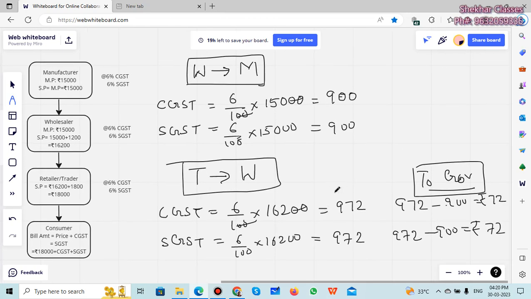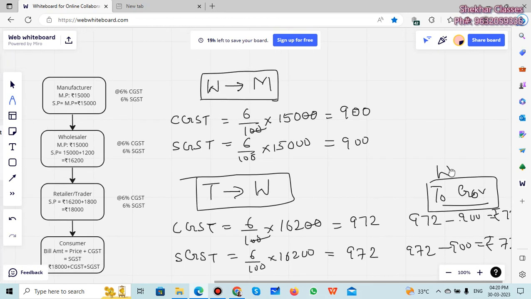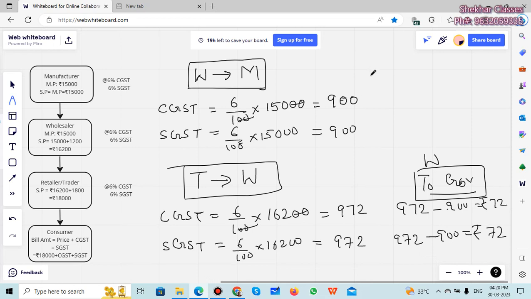Okay, not the trader, I'm sorry, this is the wholesaler who has received it. The wholesaler has received this tax from the retailer, so who will deposit it? The wholesaler will deposit it with his own GSTIN number, while the manufacturer has received it on behalf of the government, so how much will the manufacturer deposit?